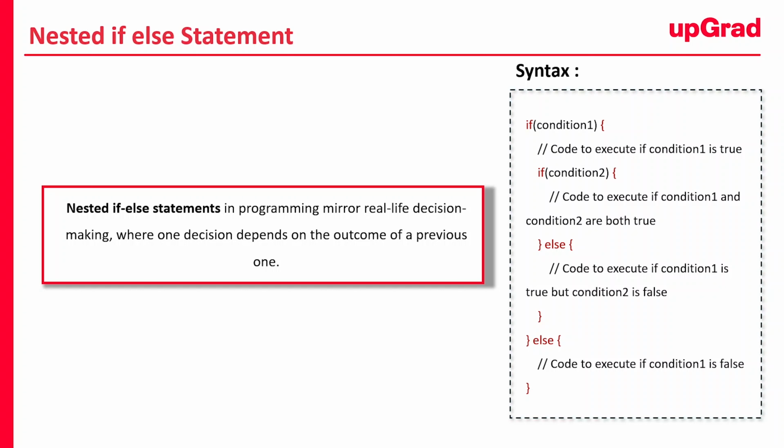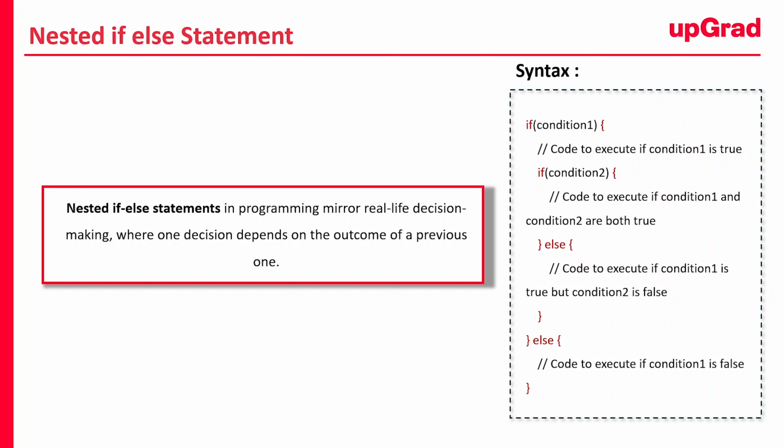All right, as we can see on the screen, there's the syntax of the nested if else statement. First, condition 1 is there. If condition 1 is met, this particular block will execute, and then it will go to condition number 2. Only if condition 1 is true, that is, satisfied, will it go to condition number 2. The block inside condition number 2 will execute only if condition 1 and condition 2 are both true, which is obvious.